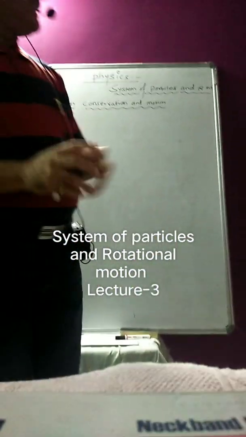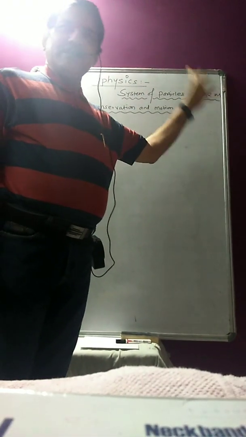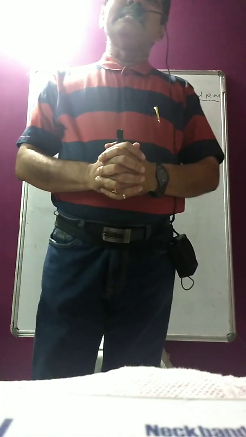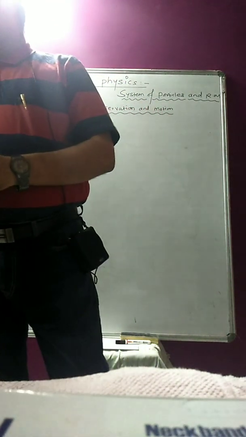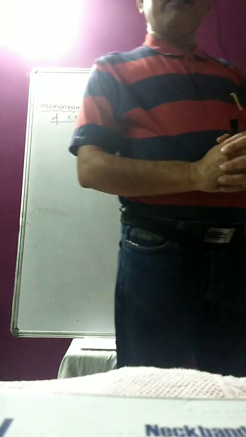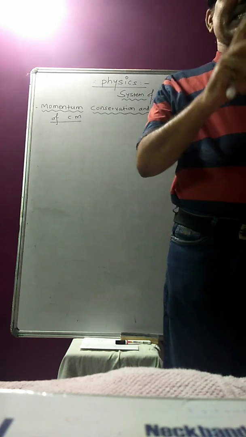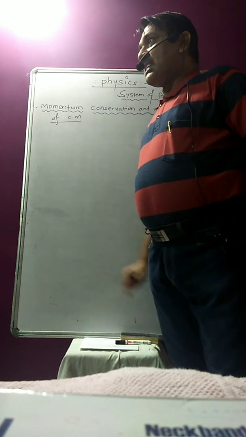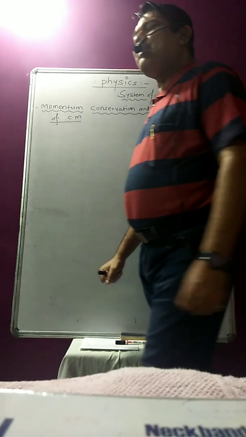So today we continue our topic of physics, that is system of particles and rotational motion. Yesterday you learned about the center of mass for a two particle system and an n particle system, as well as how to calculate the velocity vector and acceleration vector for the center of mass. Today we proceed to the next points, that is momentum conservation and motion of center of mass.